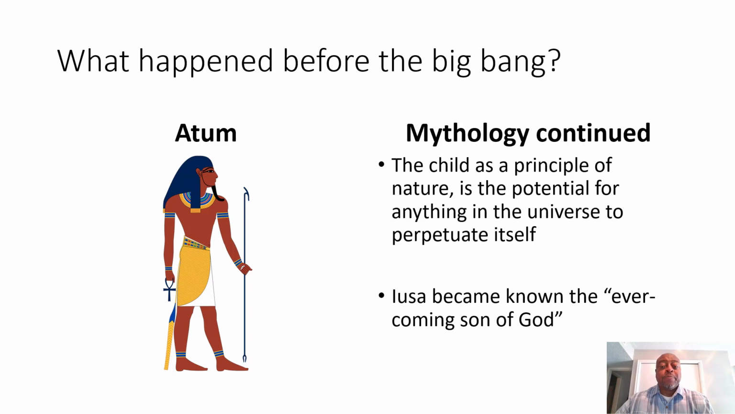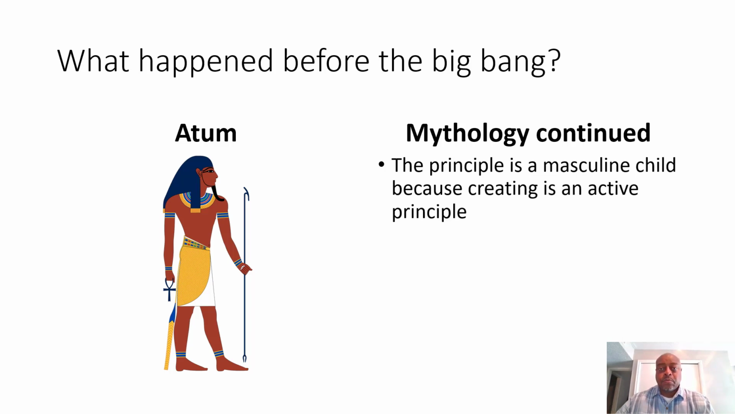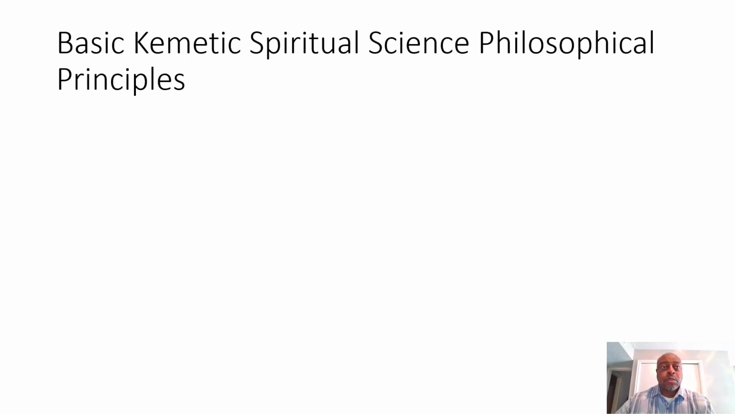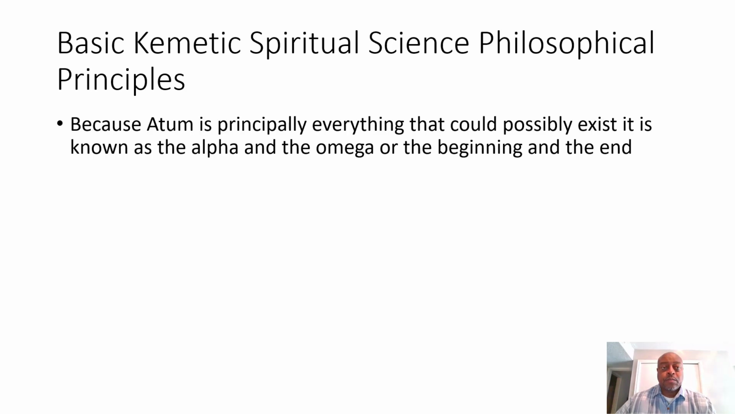Yeusa became known as the ever-coming Son of God. The principle is a masculine child because creating is an active principle. Basic Kemetic spiritual science philosophical principles. Because Atum is principally everything that could possibly exist, it is known as the Alpha and the Omega, or the beginning and the end.